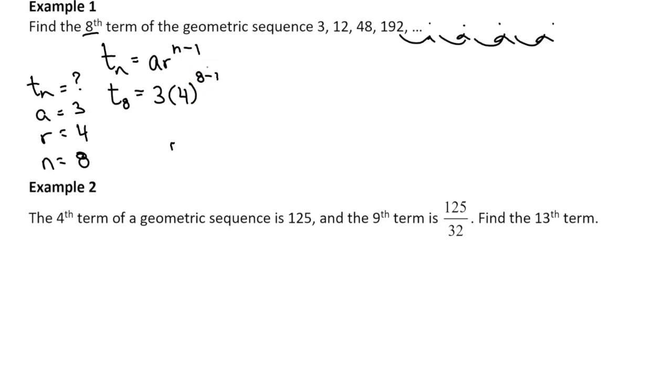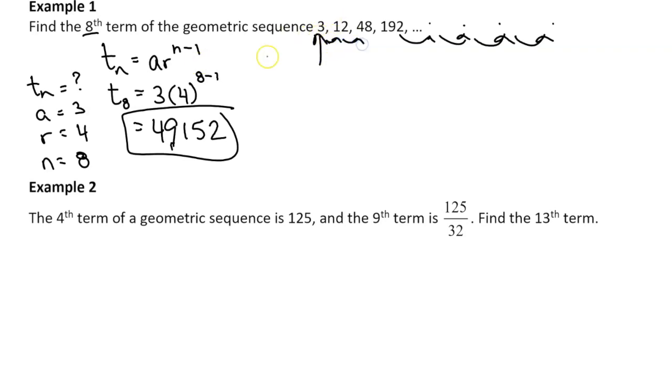Okay, and so if you have something like that, then you can put that into your calculator, you can see what you get, and you should get something like 49,152. And that's going to tell us that if I was to write out the terms with 3 being my first term, and I times it by a common ratio of 4, by the time I get to my 8th term over here, the value is going to be 49,152.